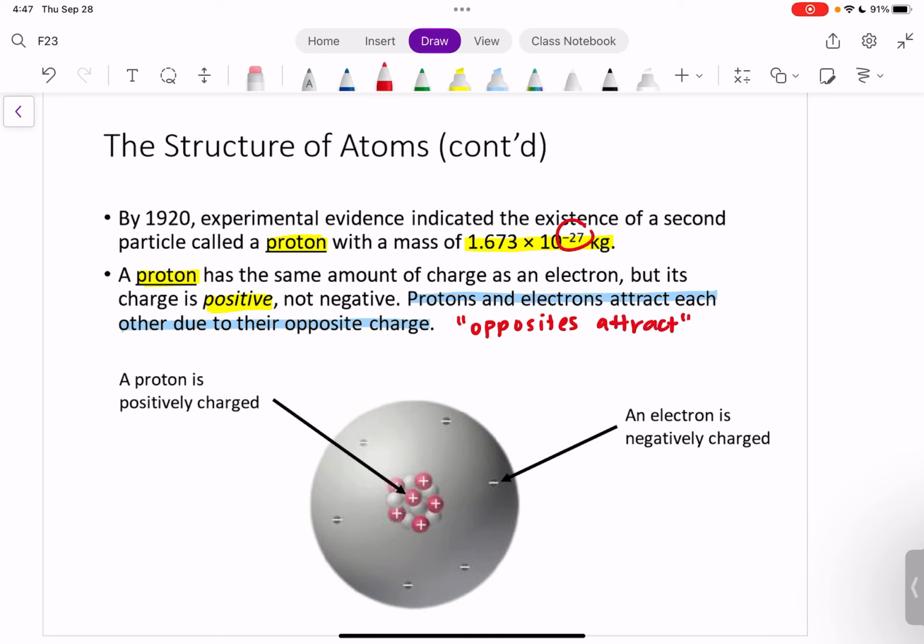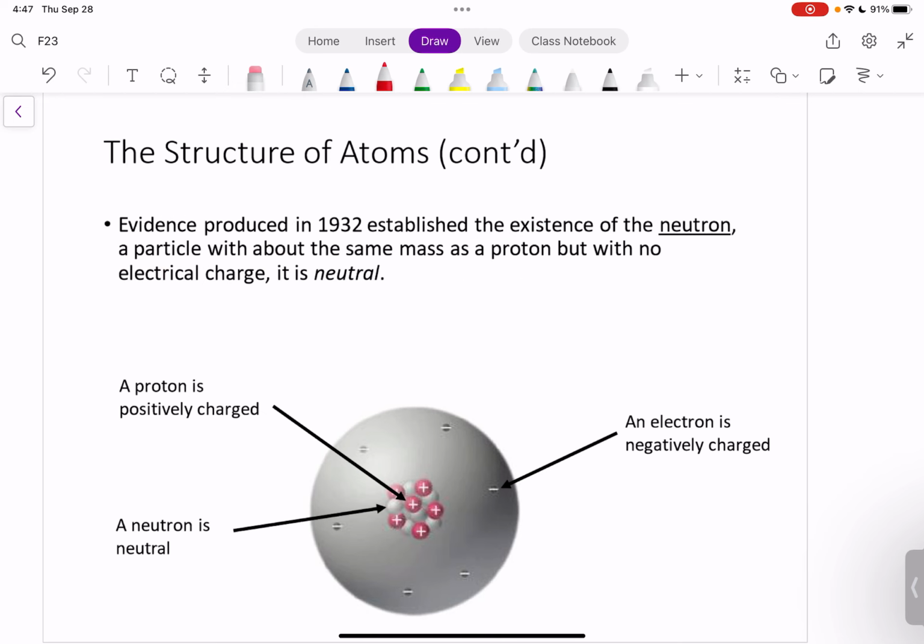You could also think of it as a magnet, right? If you put 2 of the same side of your magnet together, it's going to repel. But if you put the opposite sides of your magnets together, they're going to attract each other. And then in 1932, we also recognized the existence of the neutron, which is a particle that has the same mass as a proton, but it's neutral in charge. So it has no charge.